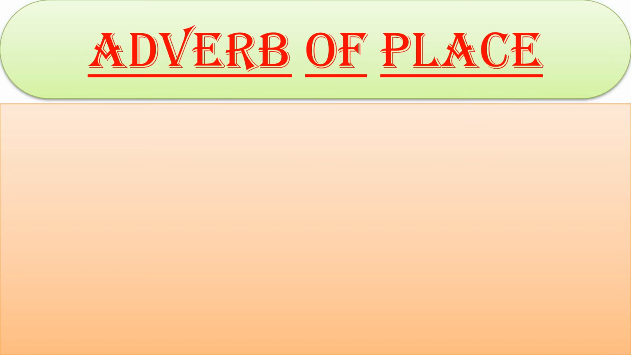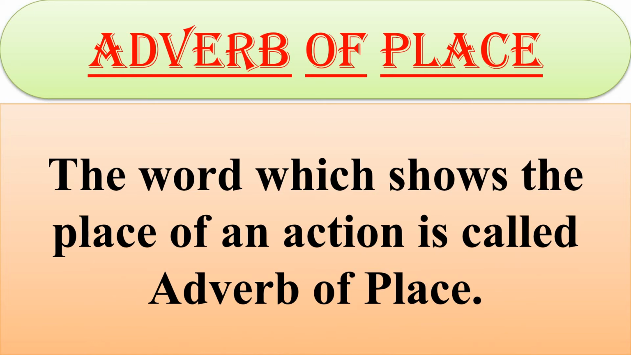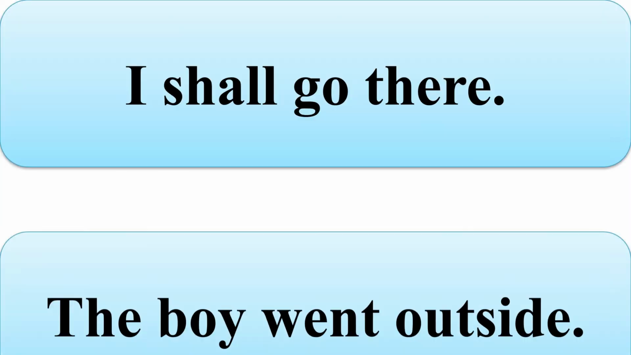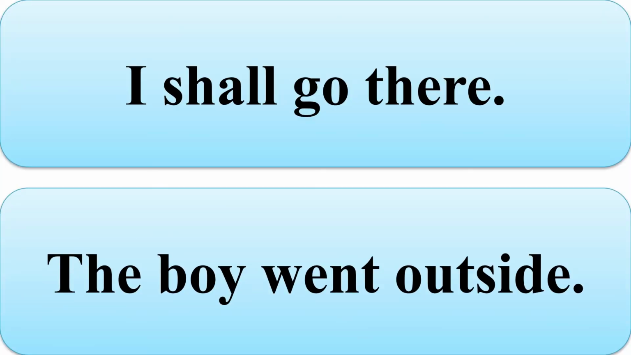The third one is adverb of place. The word which shows the place of an action is called adverb of place. ऐसे वर्ड जो ये बताते हैं कि एक्शन कहाँ हुआ था उन्हें हम कहते हैं adverb of place. I shall go there. The boy went outside. In the first sentence, go is the verb and the place of the action is there. In the second sentence, outside is the place where the boy went, meaning where the action is done.